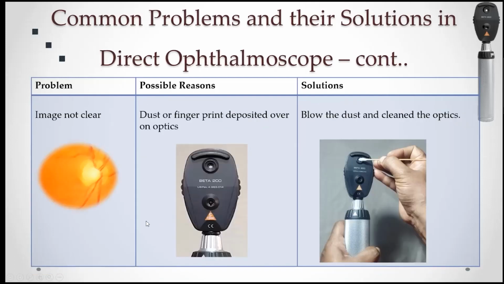So next, if the image produced by the direct ophthalmoscope is not good, then we have to check whether it has any dust or fingerprints in the optics. So we have to clean both the windows. Even after cleaning both the windows, if the user feels the same issue, then it has to be opened and all the optics cleaned, which is mandatory. For that, you may need the help of the biomedical technician or the engineer.